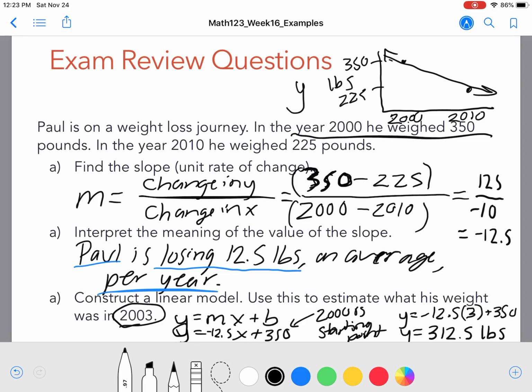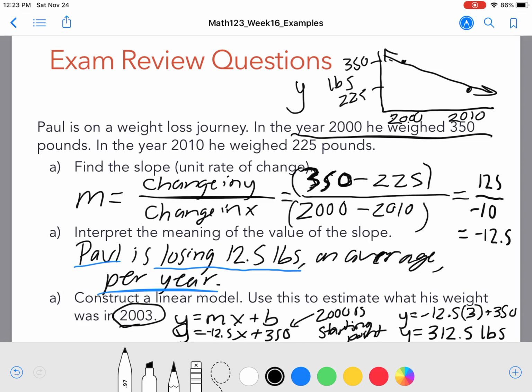So the other way that you could get this is just to kind of think through it logically. If he weighed 350 pounds, he loses 12.5 pounds, and then he's going to do that from 2000 to 2001, do the same thing from 2001 to 2002, and the same thing once more from 2002 to 2003.